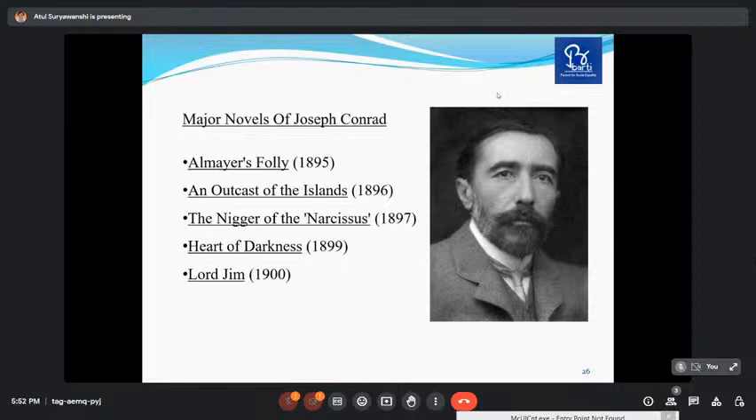The next novel in the series is Lord Jim. The Patna and Patusan incidents are pinpointed in this novel. Lord Jim, the unfortunate hero, was published in the year 1900. So these are the prominent works of Joseph Conrad.